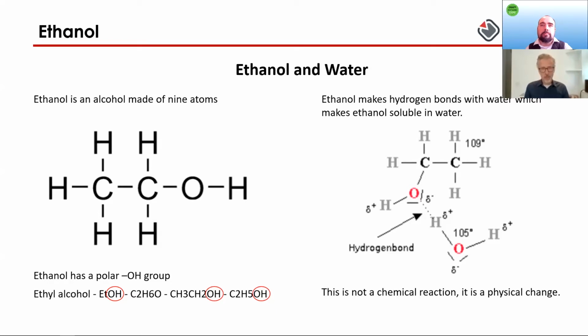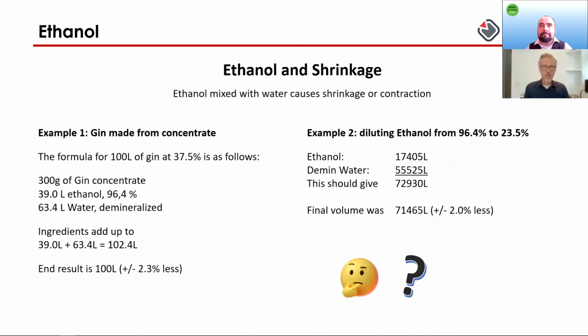One of these effects, because of this bonding, is contraction or shrinkage. What happens in shrinkage is that the volume seems to change when we add high-strength ethanol and water. So I want to illustrate it with two live examples. One is how to make gin from a concentrate. We got the formula from a supplier, and if you add up the liquid ingredients, you think, hold on a minute, something is not quite right, because we got the formula for 100 liters and the ingredients add up to 102 liters.